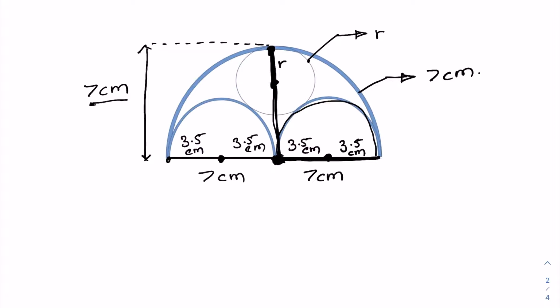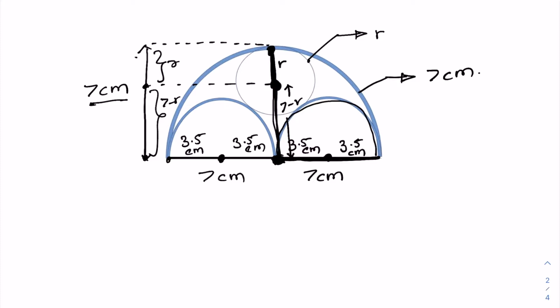And because this is r, the rest of the distance from here to here will be 7 minus r, because the total distance is 7. So we just subtract 7 minus r to get the distance from this point to this point, which is equal to distance from this point to this point. So this is 7 minus r from here to here.